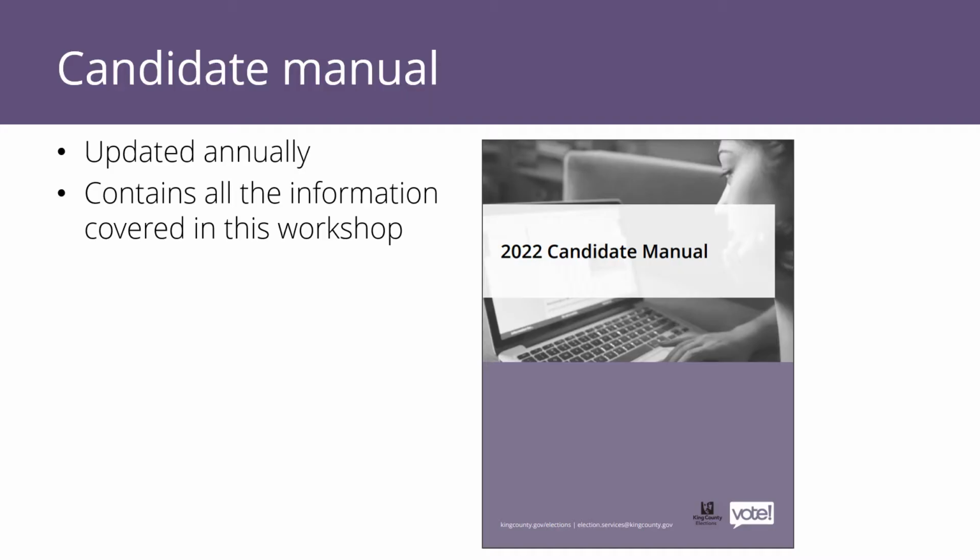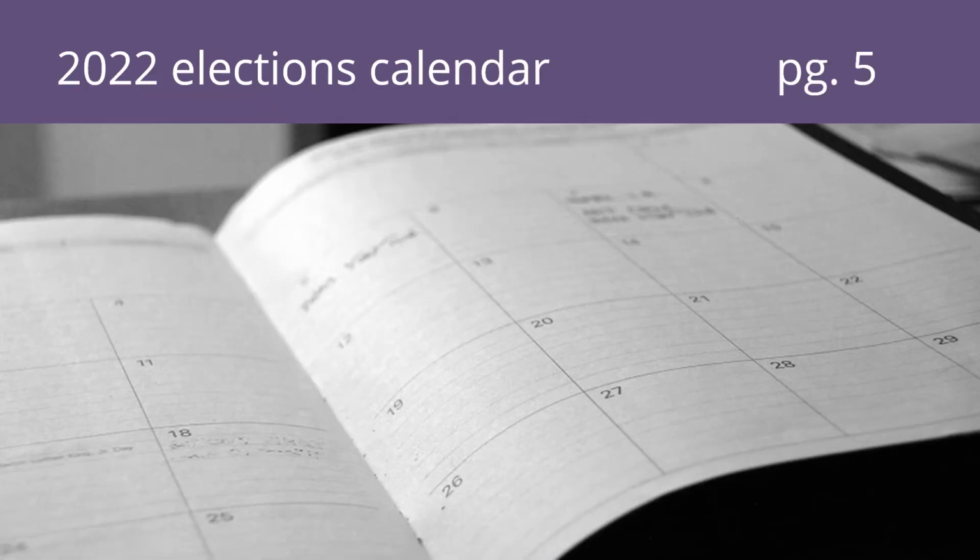Each year, King County Elections puts out an updated candidate manual. This manual is meant to be a one-stop shop for candidates to find answers to their elections-related questions. That said, our staff is always happy to answer questions, discuss specific situations, or provide more detailed information. We will begin with the elections calendar.